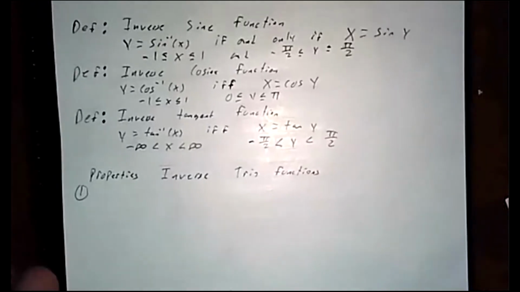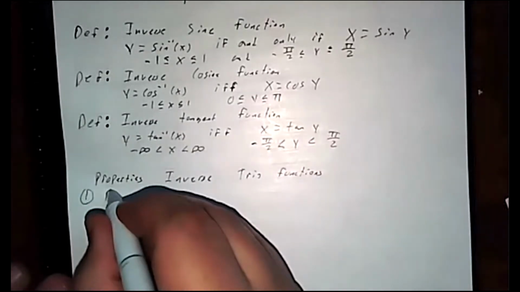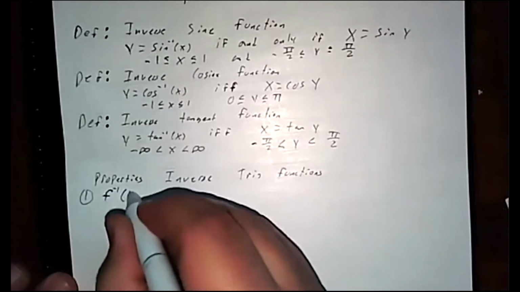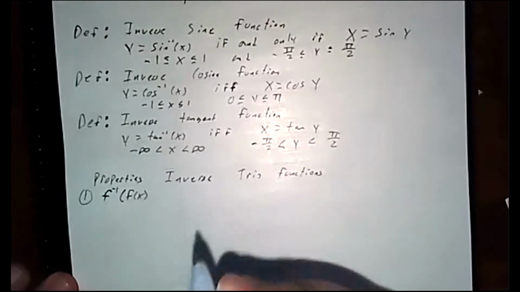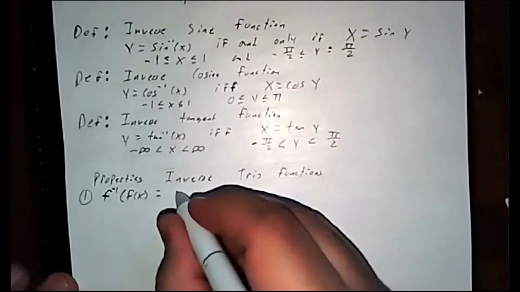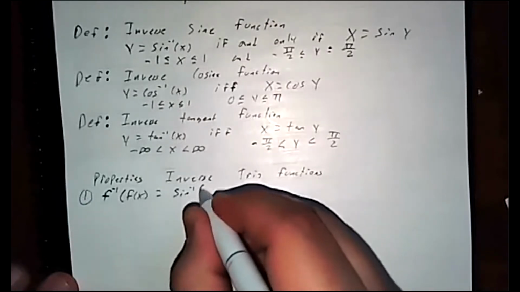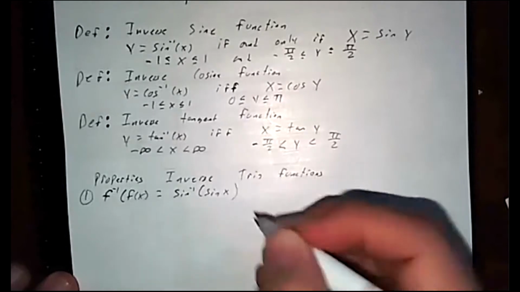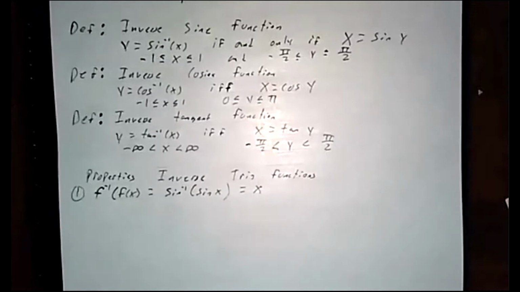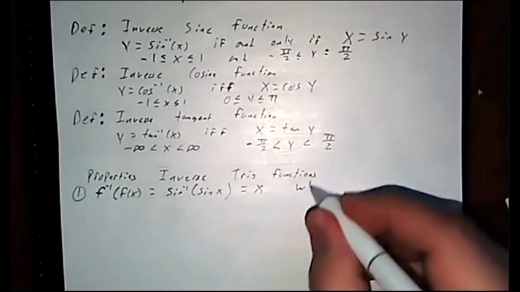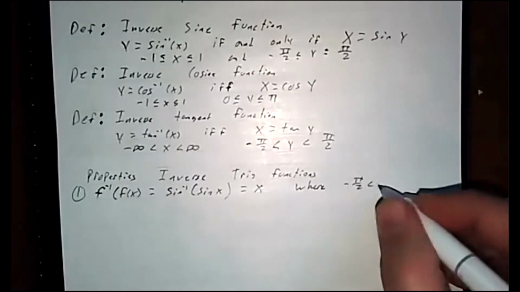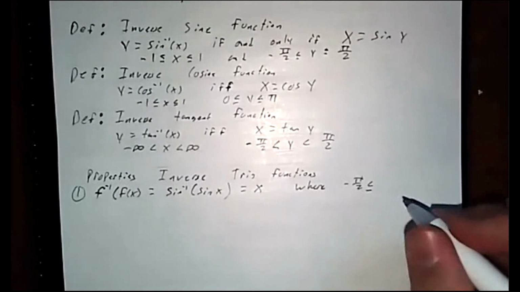Number 1, f inverse of f of x. If I'm using it for sine, that would be sine inverse of sine x. They will cancel and leave you with the x, but only if x is between -pi/2 and pi/2.